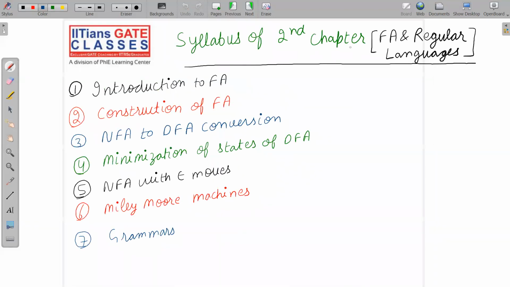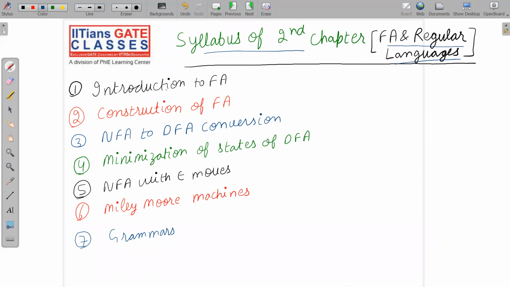The second chapter of TOC is finite automata and regular languages. First I will discuss the syllabus of this chapter, and then we will jump to each and every topic of this chapter. So the syllabus is as follows.